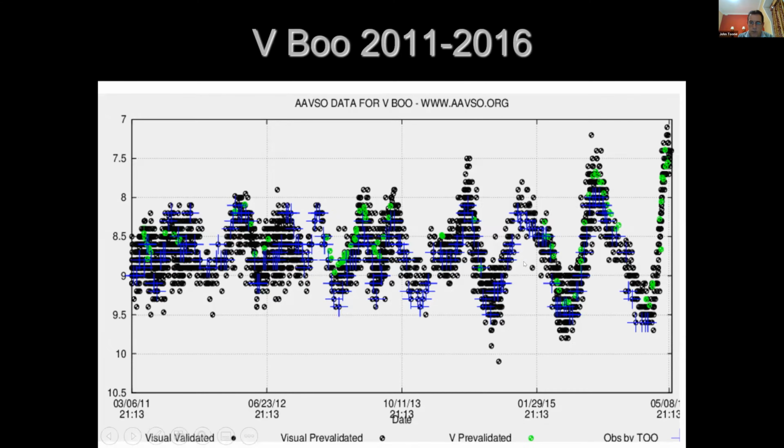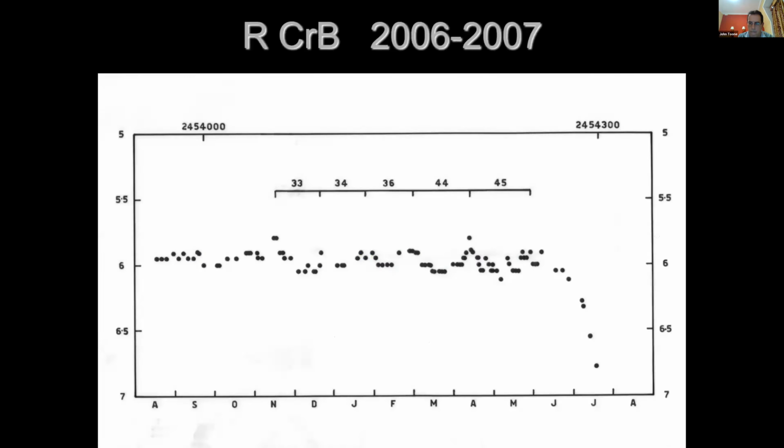So this is V BOO, which is the same star you've just been looking at. And as you can see, in recent years, the range is increasing. So it's going back to the mode of variation which it was undertaking more than 100 years ago.